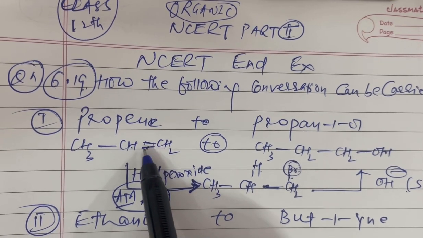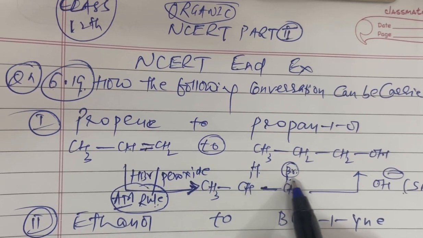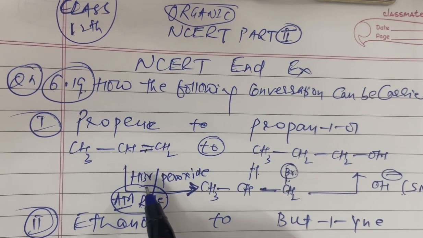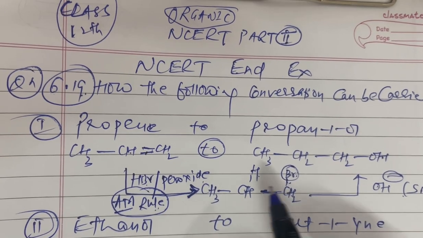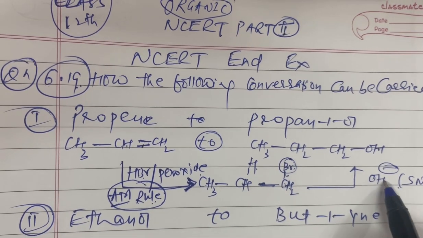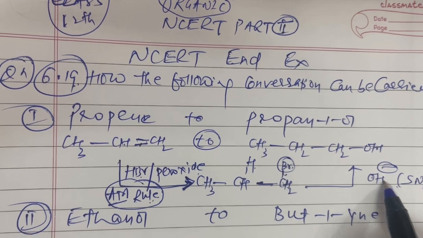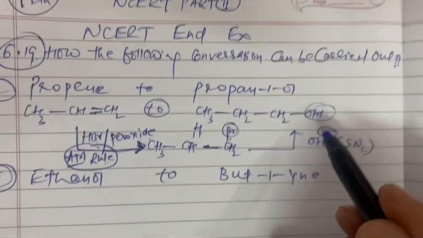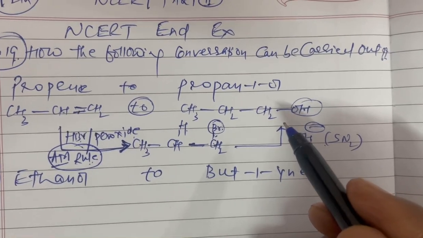Wherever we break the double bond and form single bonds, that is called addition reaction. Rule is anti-Markovnikov. So for that we have taken HBr peroxide, we have introduced Br here, and that Br is going to be replaced by OH. OH is the nucleophile, and overall this is an SN2 reaction. So the first conversion is over. I hope this is clear for everyone.